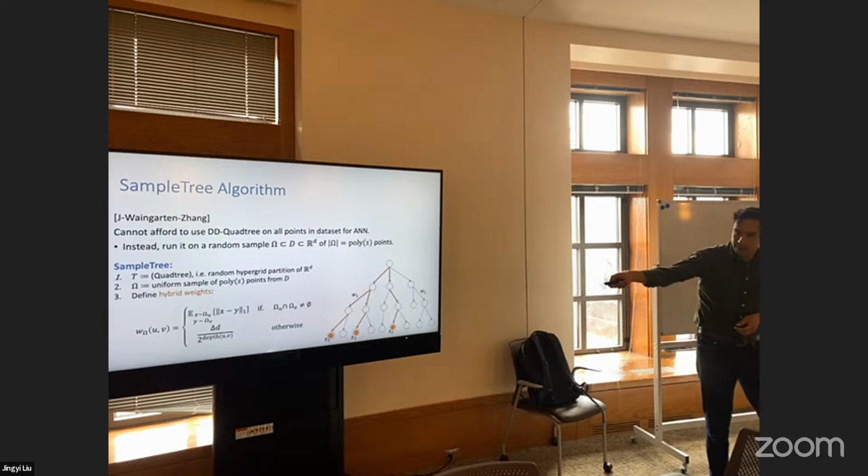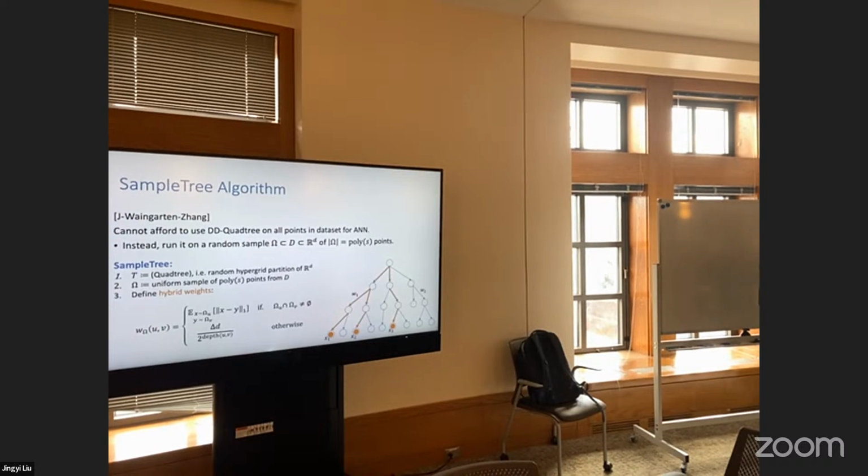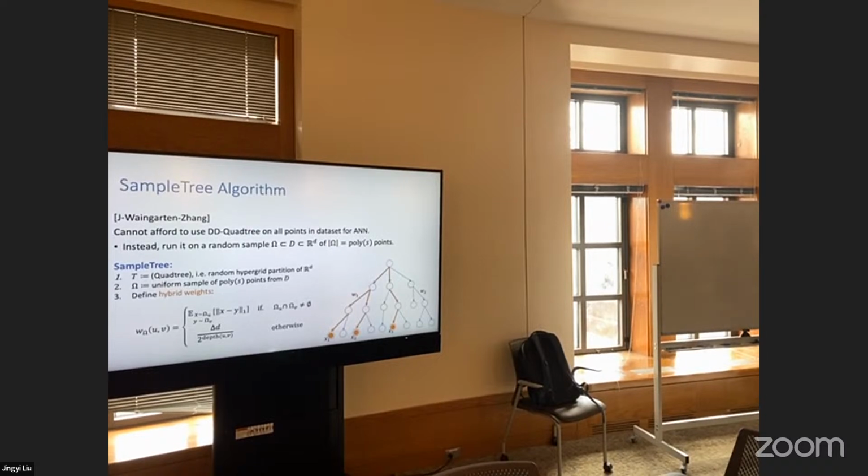And if these orange points here are the points I sampled, and the orange edges, the thick edges, are the edges that would have data dependent weights because at least one point from my sample went down them. The other edges don't have any sample point, so I'm just going to set their weight to a fixed value that's data independent. That was the same weight that was used in the Andoni, Indyk, and Krauthgamer paper. So this is kind of a hybrid of the two in a very natural way.